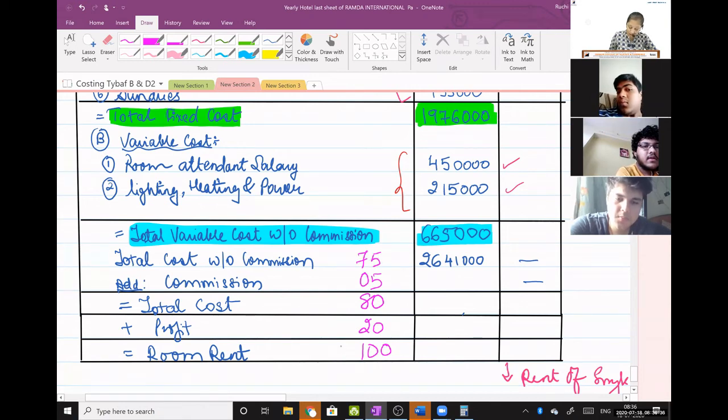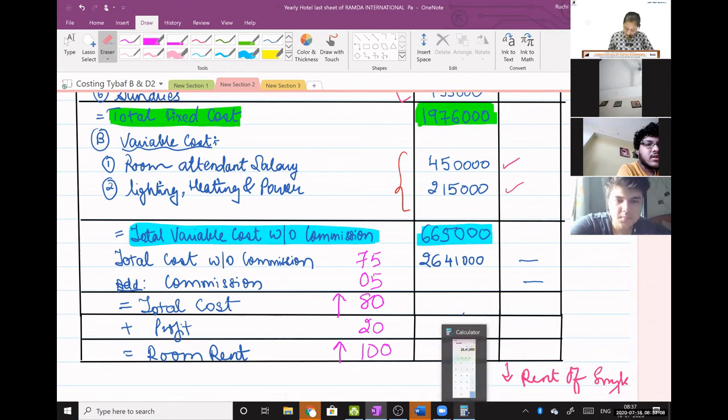Am I clear about this? I'm using an upward arrow so that you understand. We will do the opposite. So 100 minus 20 is 80, and 80 minus 5 is 75. Cross multiply, you will get all these figures. Do it on your end and verify it with me, obviously.